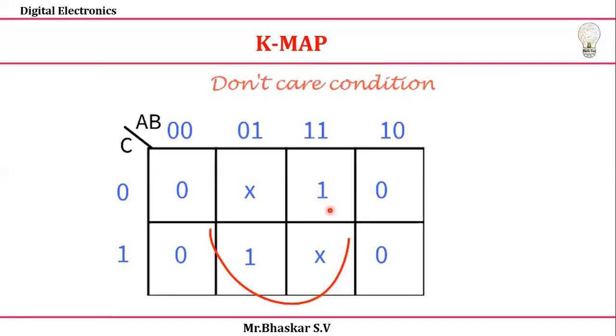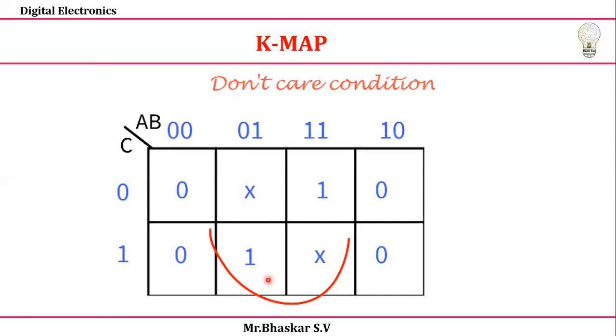See here, if I'm going to group the 1 1 individually, then it is a problem for me, because if I group this one, what variables will I get? So AB for 1 1, and C, C bar, and for this one it is A bar B, and for this C. So two terms I'm getting.